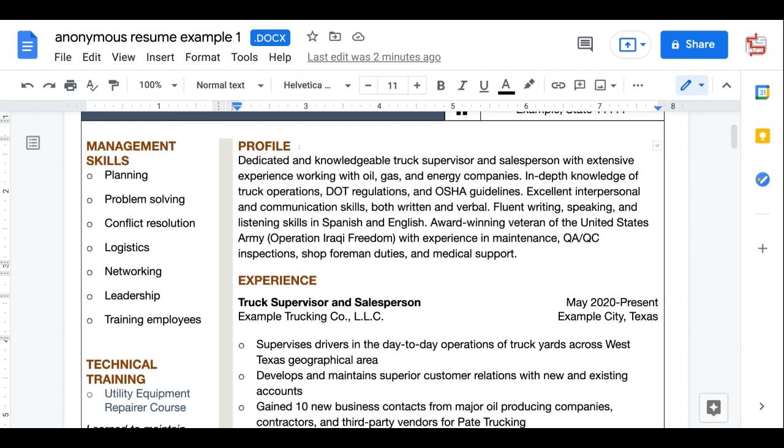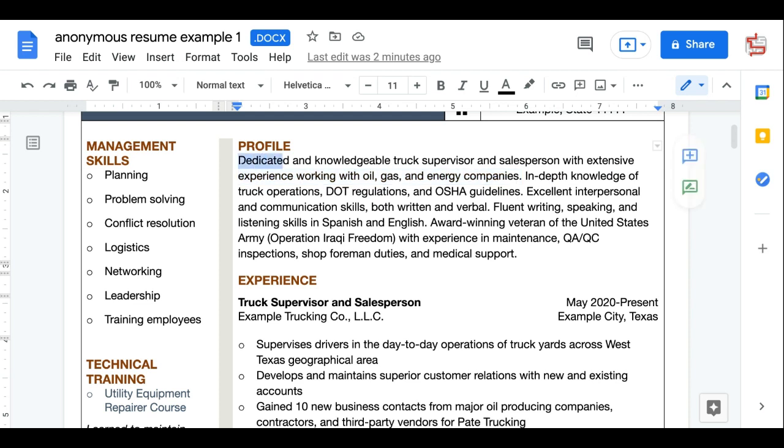So the summary slash profile part up here at the top has several key phrases that I pulled from this person's job ad. They were looking for a person with in-depth knowledge of truck operations, DOT regulations, and OSHA guidelines. This is almost verbatim from the job ad, this part here that's highlighted in blue. They were also looking for someone who had experience working with oil, gas, and energy companies. So this part that's highlighted right now is also pulled directly from the job ad.